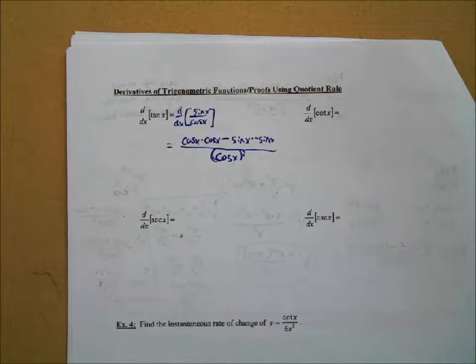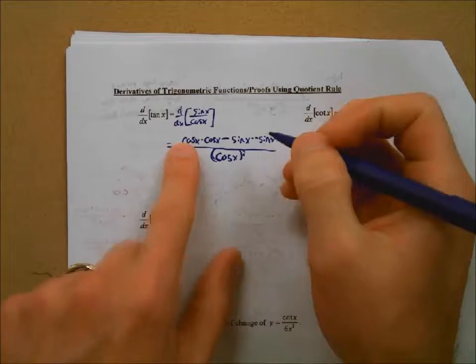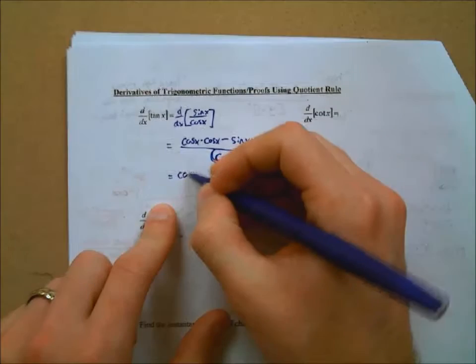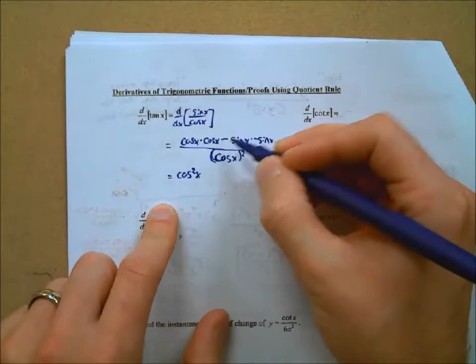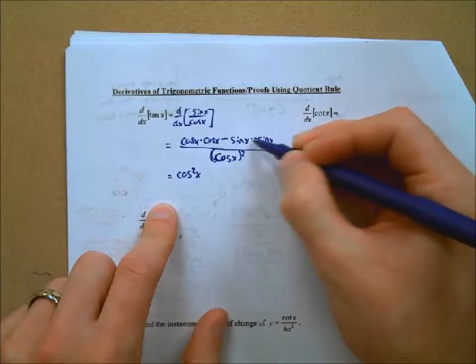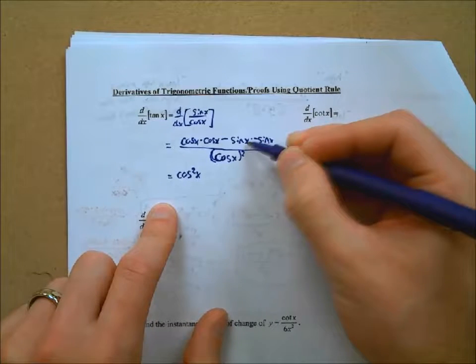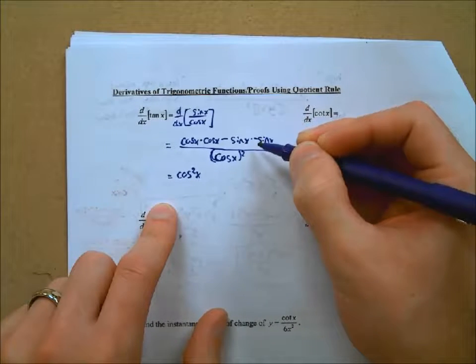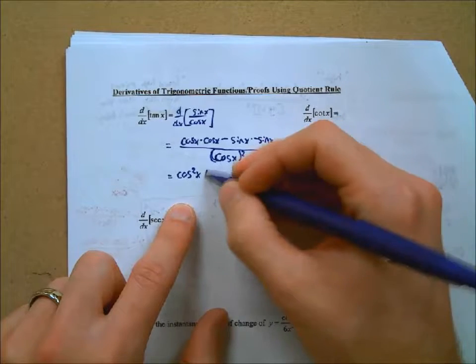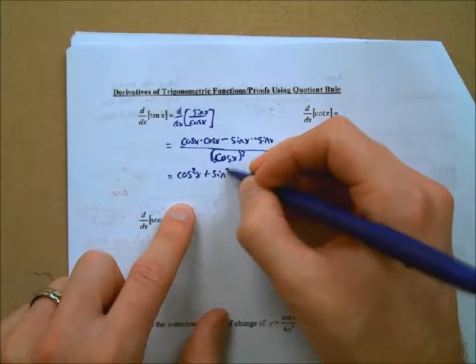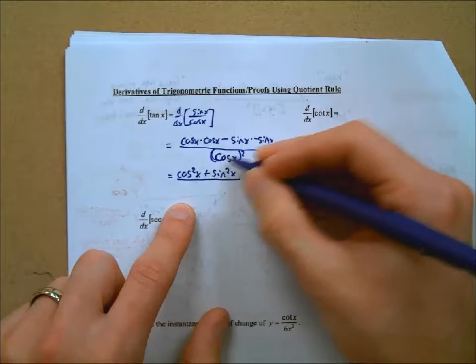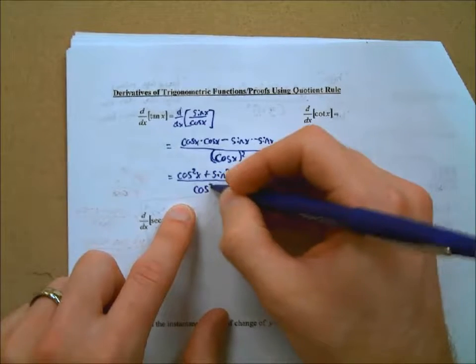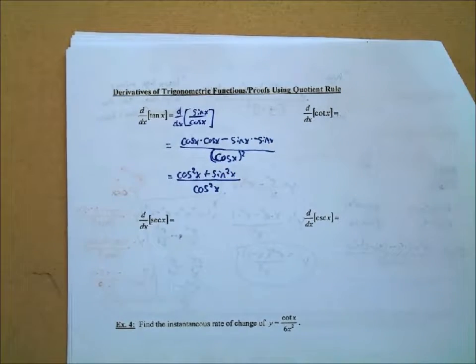All right, so we can simplify the sum. Cosine times cosine, cosine squared. Minus sine times a negative sine becomes what? Plus sine squared x, over, and I'll go ahead and just square the cosine there and call that cosine squared x. Now, we end up with this, but what is the cosine squared of x plus the sine squared of x equal to?